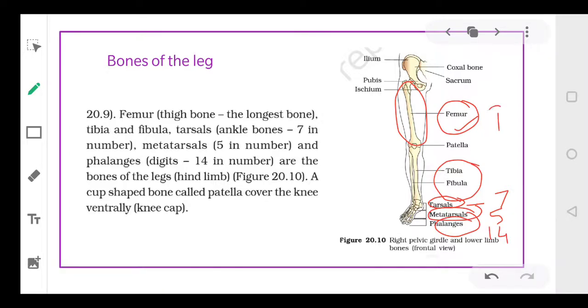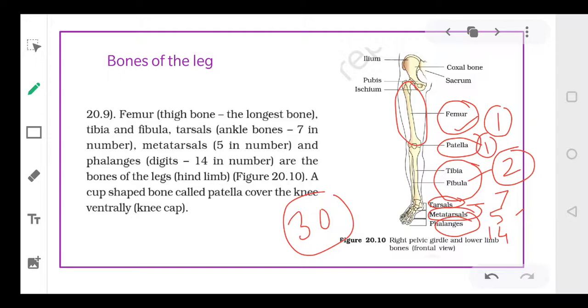So femur is 1, tibia and fibula it is 2, tarsals they are 7, metatarsals they are 5, and phalanges they are 14. In addition to this, there is a patella bone. So one bone, patella bone is also there. Now just add it up. So this also is 30. So your legs also have 30 bones. So one leg has 30 bones.